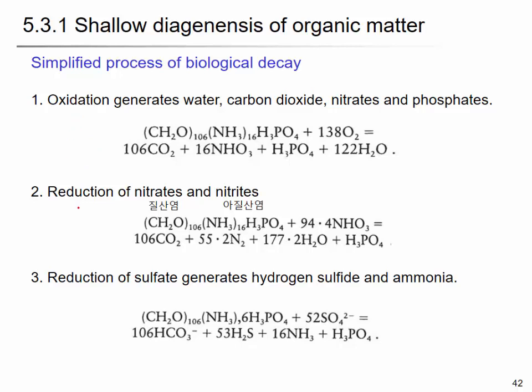And there are three representative and major reactions. Oxidation generates water, carbon dioxide, nitrate, and phosphate. Reduction of the nitrate and nitrite. And reduction of the sulfate generates hydrogen sulfide and ammonia. So these are the simplified processes of biological decay of the organic matter.